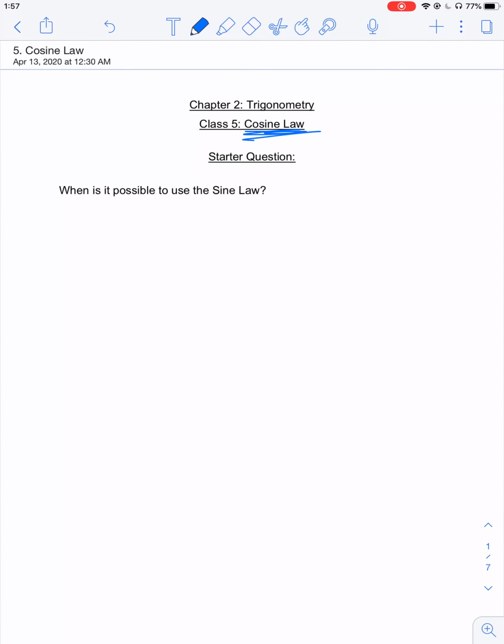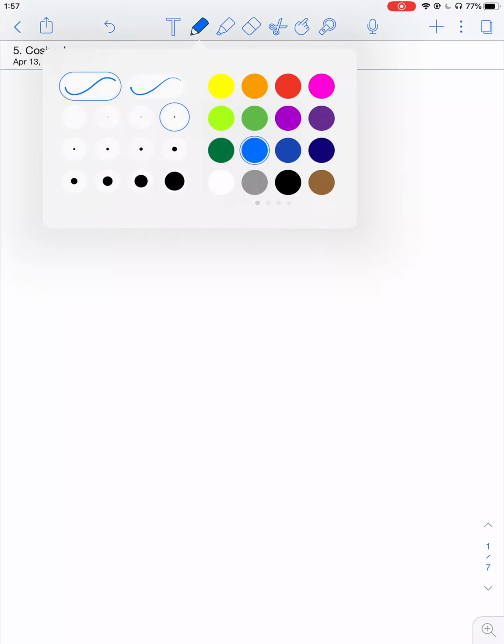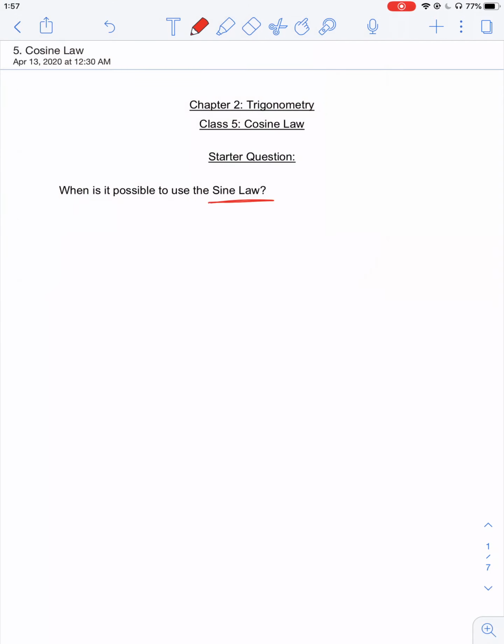Okay, so today we're gonna focus on the cosine law. Again, in yesterday's class you hopefully understood how sine law works. So one way of thinking about the difference between cosine and sine law is that when your sine law fails, then your cosine law can come in handy.